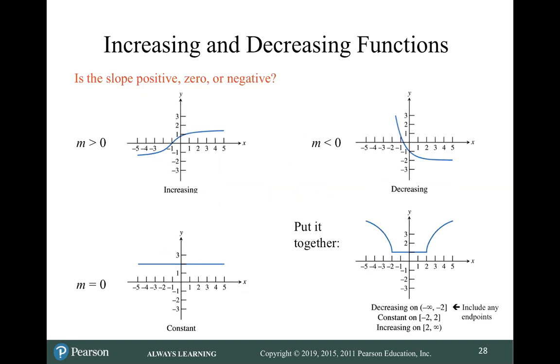Another property that we look at with functions is whether they are increasing or decreasing. What that tells us is if they're getting bigger or smaller, their y values are getting bigger or smaller. So this is just another way of asking if the slope is positive or negative. And then we also have the possibility of a slope of 0, and that is called constant.